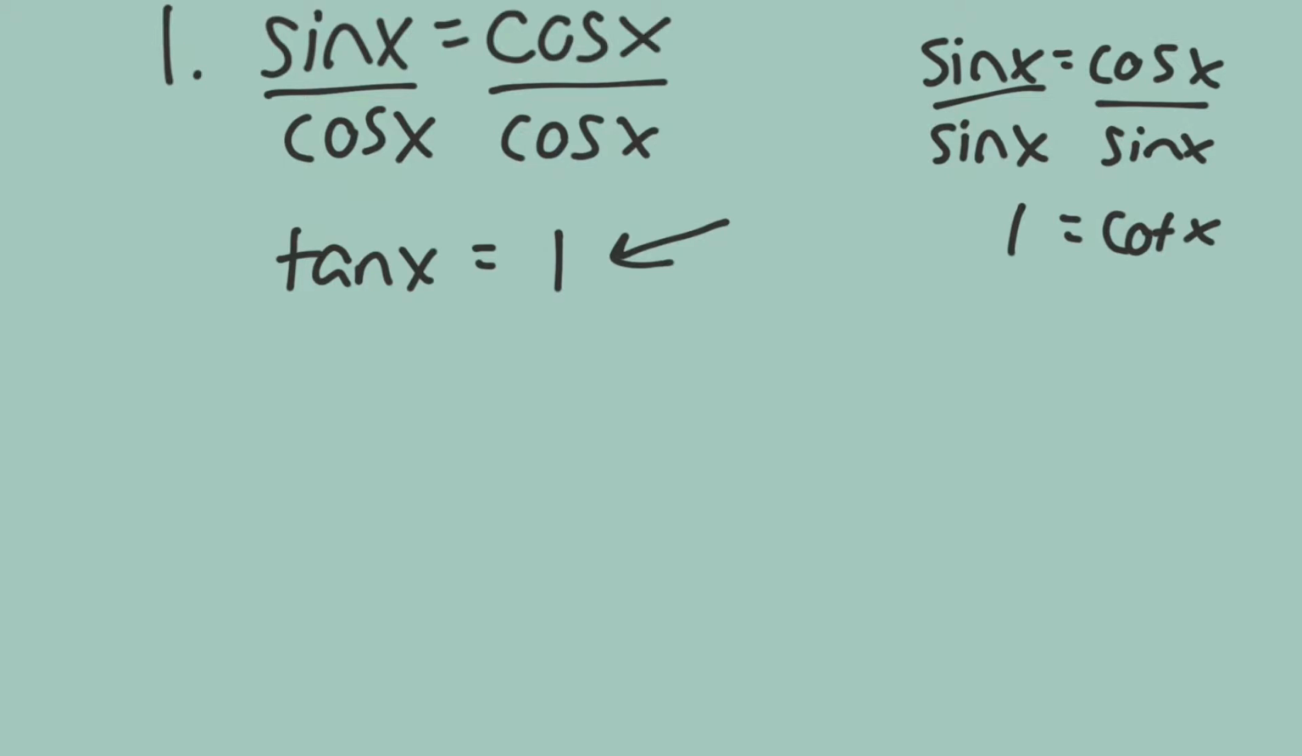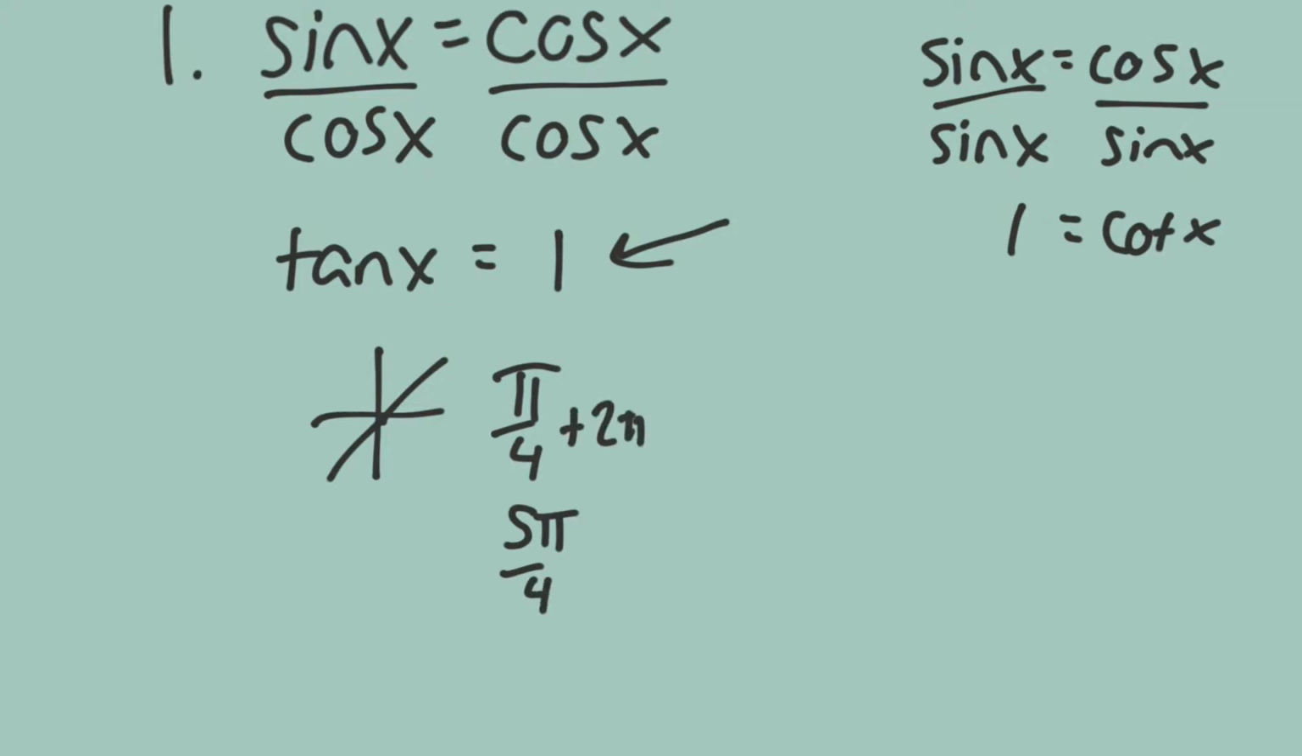Let's work from this problem. We're finding an angle where y over x is 1. Pi over 4 and 5 pi over 4. And remember, plus 2 pi n. Or a more efficient answer would be pi over 4 plus pi n.